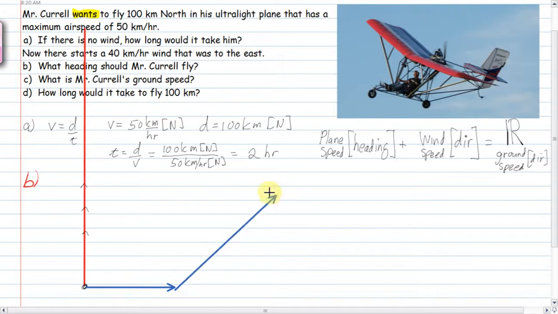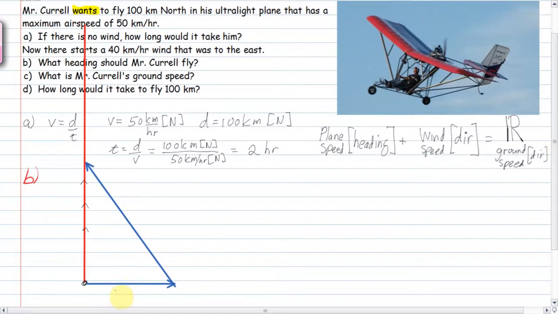It's not any direction. It has to be in a direction that ends up going straight north. Why? It's because of what I highlighted there in yellow. He wants to go north, so it has to end up on that red line. So there's the triangle. I can see the triangle. That's the plane. That's the wind, sorry.